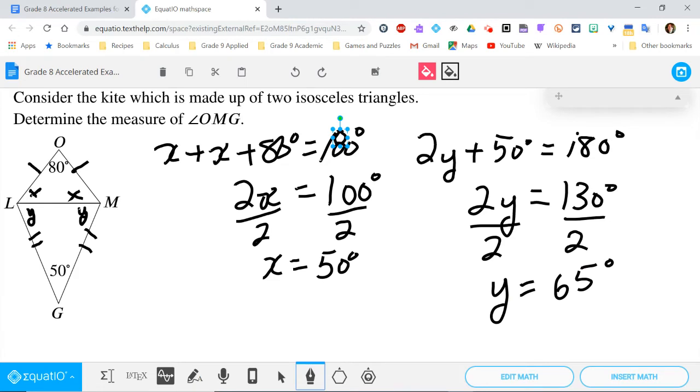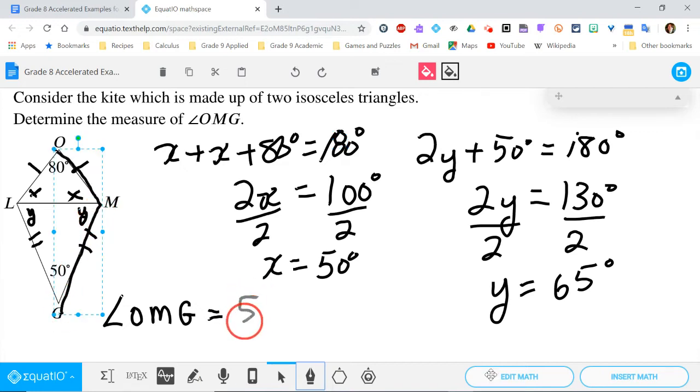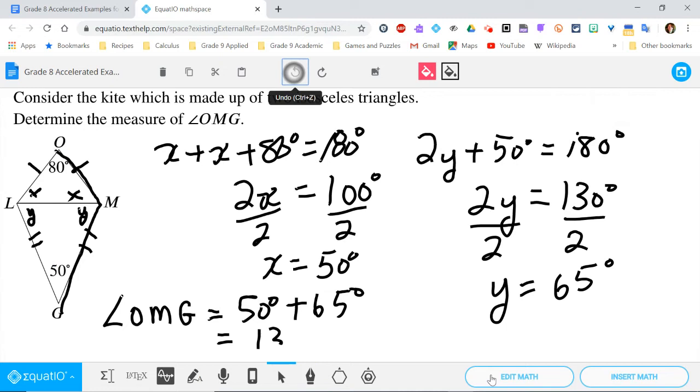Now I'm not quite finished because I want to know what angle OMG is, and that's the combination of x and y. So we have 50 plus 65 equals 100 and, oops, I'm going to undo, because 50 and 65 is 115, not 135 as I was originally. So we got 105 degrees. So I got all my work on here. I feel that the teacher will understand everything.